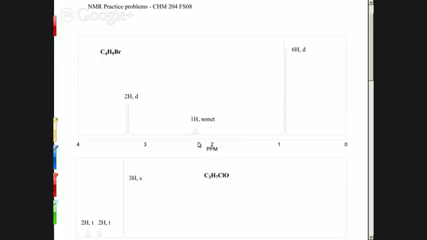I would look at the numbers first, the integration numbers, and then the splitting to help you piece it together. The numbers will tell you how many are in that group. The splitting tells you how to put the groups together so that the right things are next to each other.